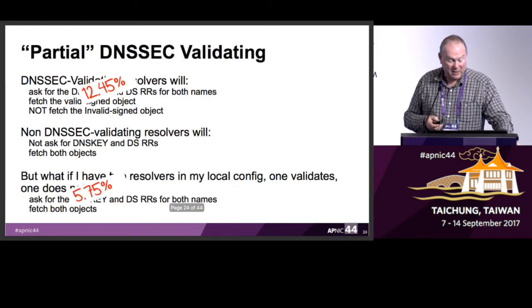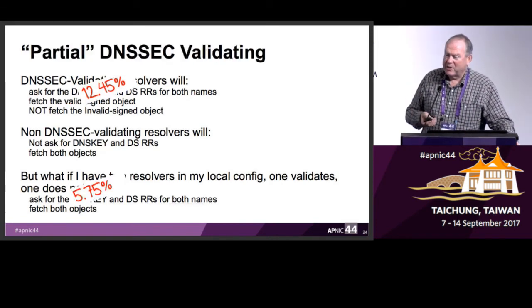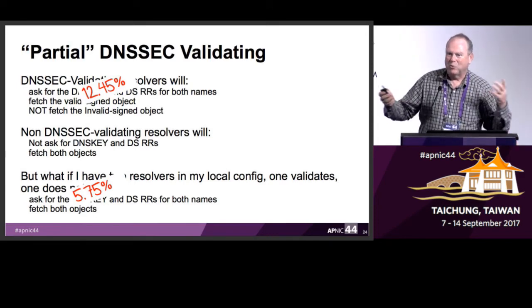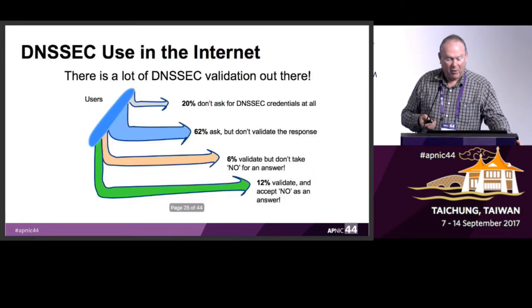12.45%, as I said. We can also take a stab at the other set, and it's 5.75% of the folk over and above that kind of have a bet each way. So in summarising, there is a lot of DNSSEC validation out there.